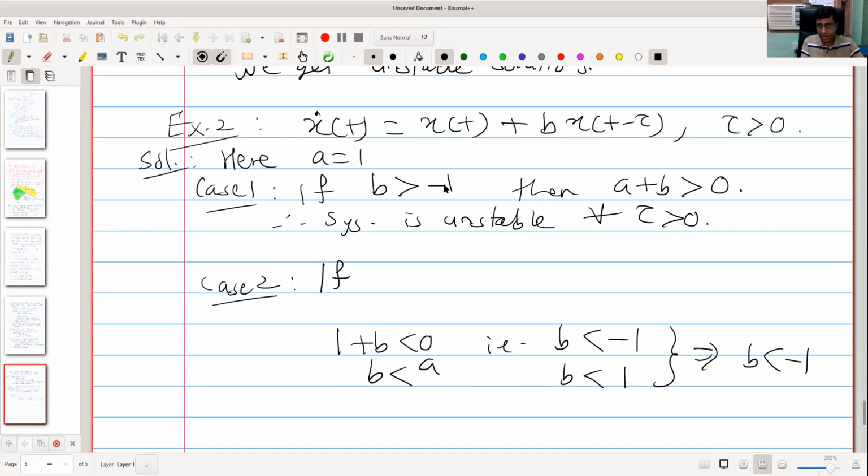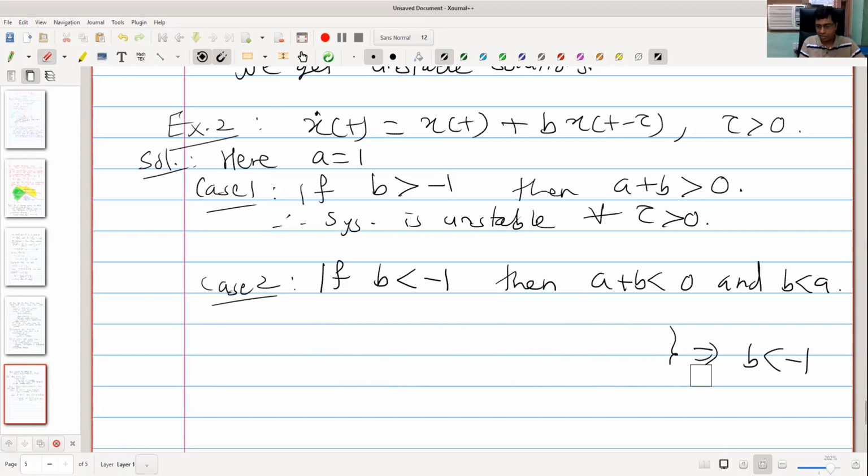So we may write here the second condition. If B is greater than -1, then unstable. If B is less than -1, then we can say that A plus B is negative and B less than A. Therefore, here we get delay dependent stability.